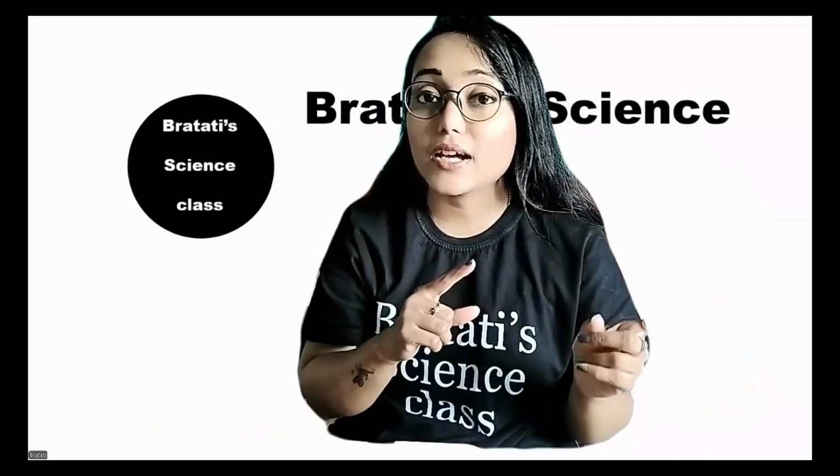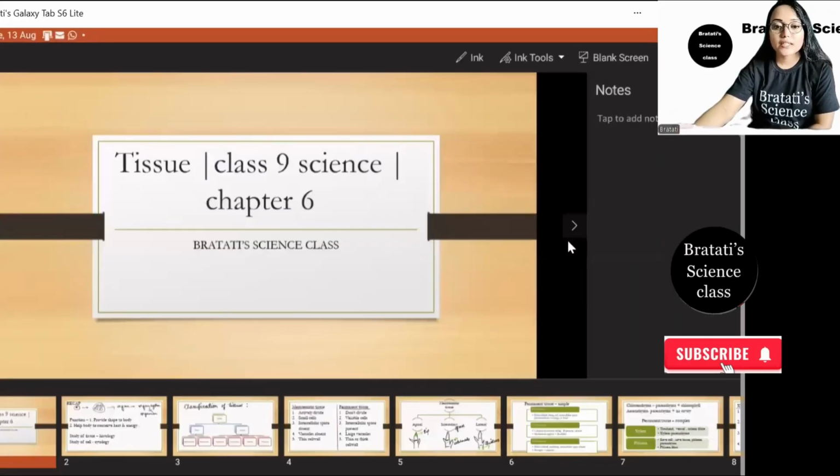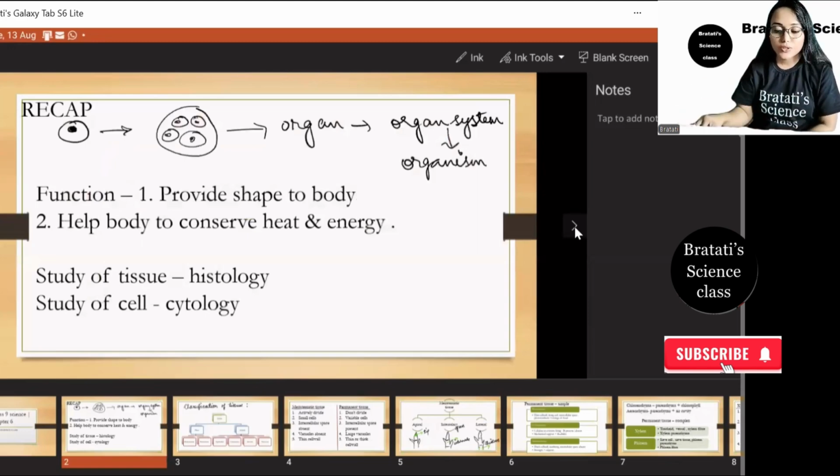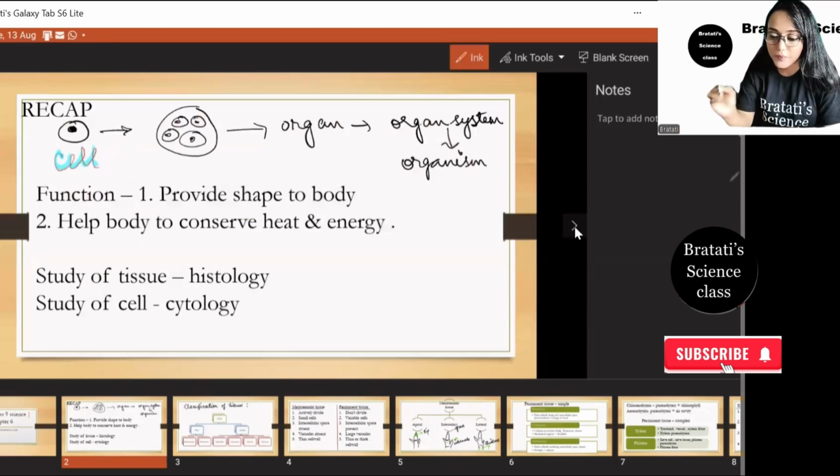So in the last class, we will do a quick recap. Let me share my screen with you all. Okay, so in the last class, we have seen about the cell. So this is basically the cell. Okay, this is a cell. And these are many cells when joined together, they form a tissue.